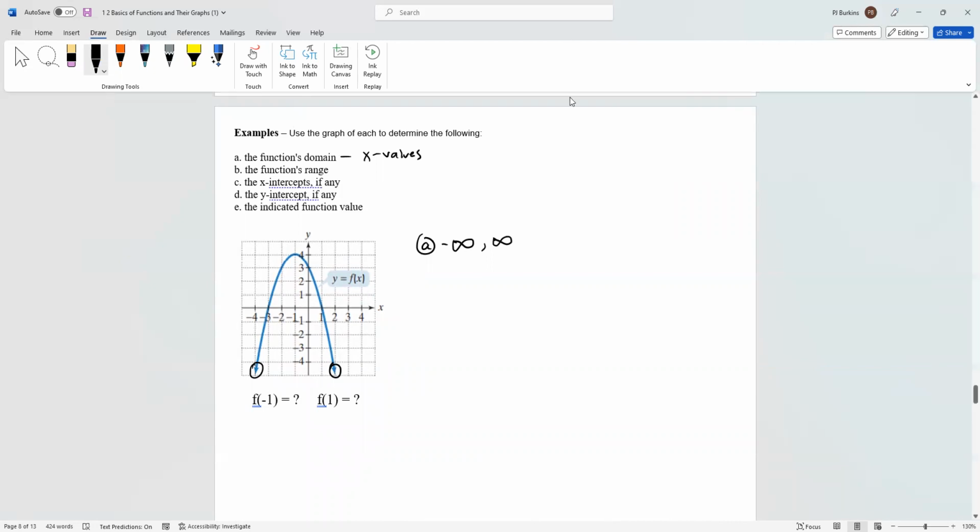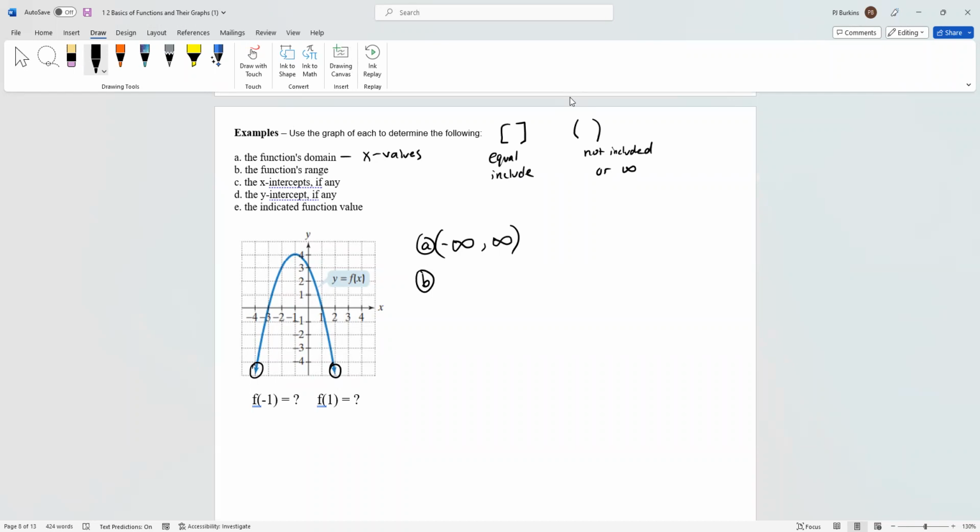Now, for domain and range, we use either brackets or parentheses. The brackets are if we are equal to or include. The parentheses is if it's not included. Now, you can't be equal to infinity, so therefore we have to use parentheses for those, okay? And this is called set notation. All right.